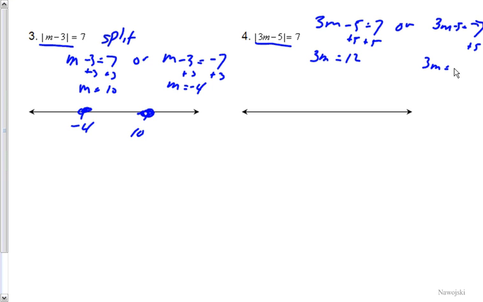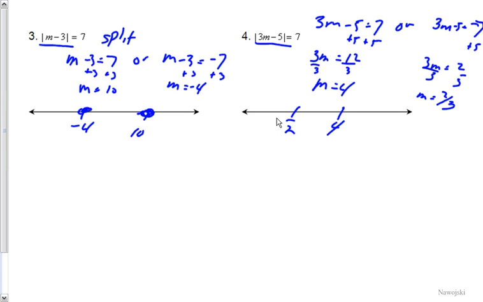And you get 3m equals, luckily, what is -7 plus 5? That's 2. Didn't come out nice. Divide by 3 on all of these. You got m equals 4. That one's nice. And m equals 2/3. Not nice. That's okay.